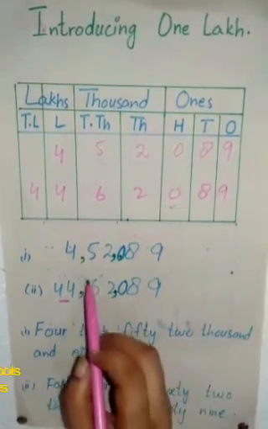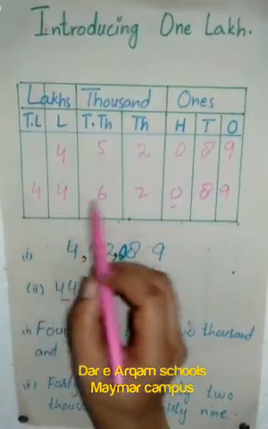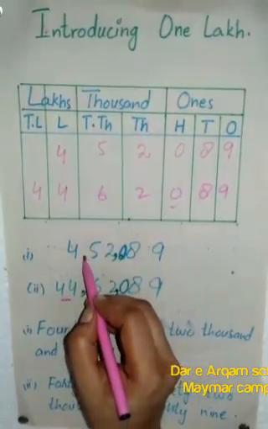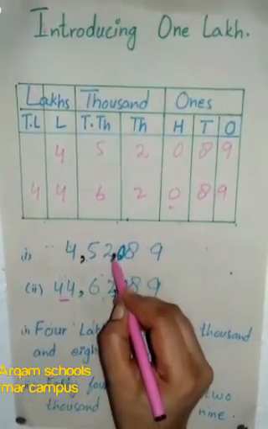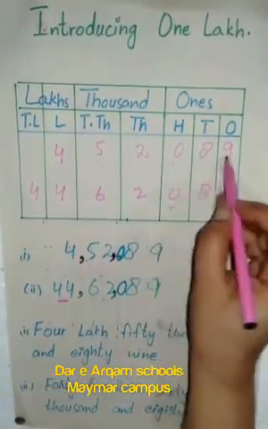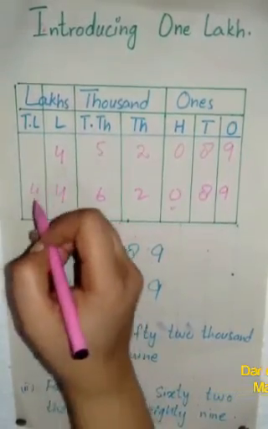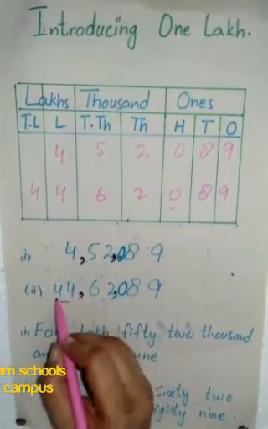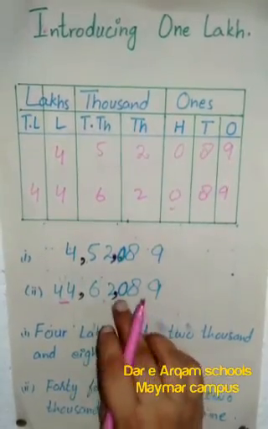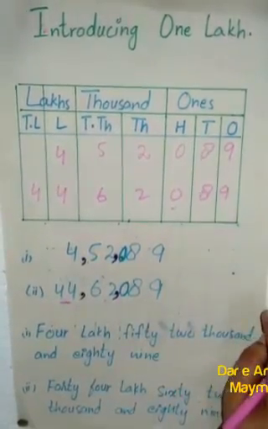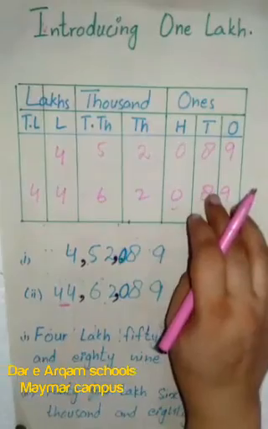And students, you will put the commas according to their periods. In the first number, in lakh we have one digit, so I have put the comma after one number. In thousand we have two, so you will put the comma after two numbers. And at last, three numbers will remain for the ones column. Next we have two numbers in the lakh column, so we put the comma after two digits. Two in thousand, so after 2 we again put a comma, and three numbers remain for the ones column. In this way you will put the commas and give the names of numbers according to their place value.